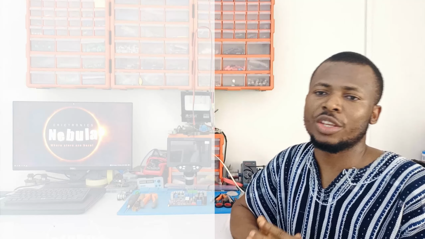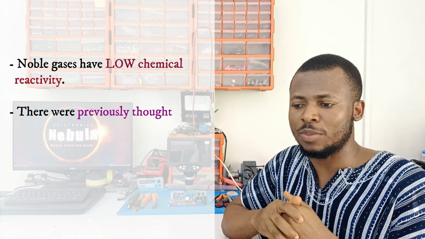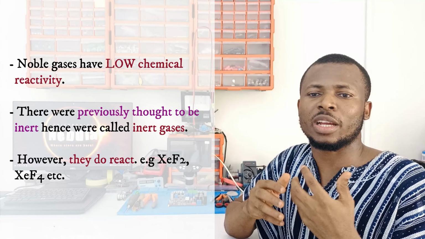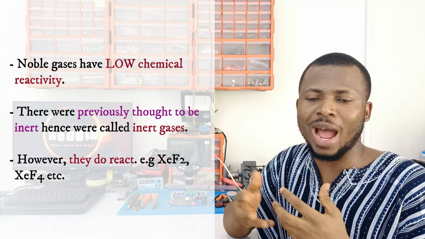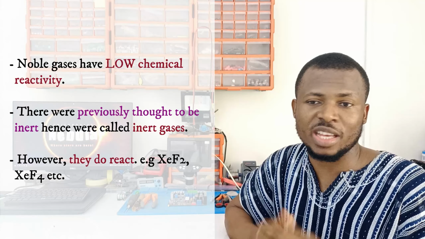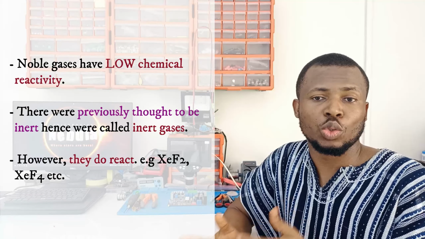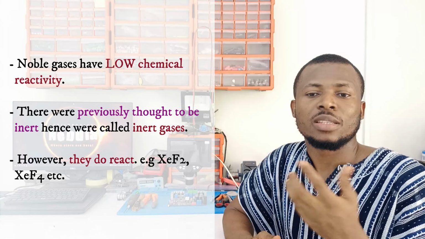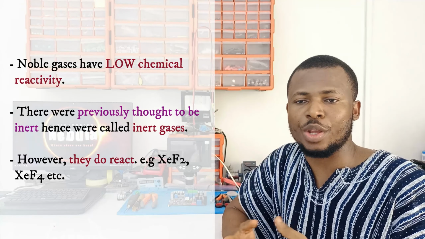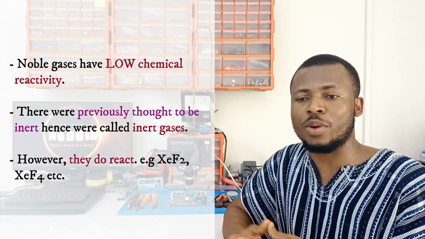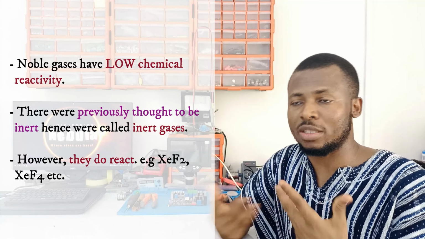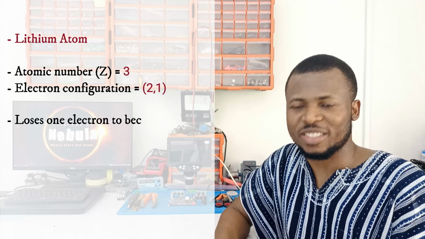Now, generally, noble gases have low chemical reactivity. So previously, chemists thought they were not reactive, so they used to call them inert gases. However, they do react. For instance, xenon can react with fluorine to form xenon difluoride, xenon tetrafluoride, and so on. Now, think of the noble elements as the role models of the other elements.